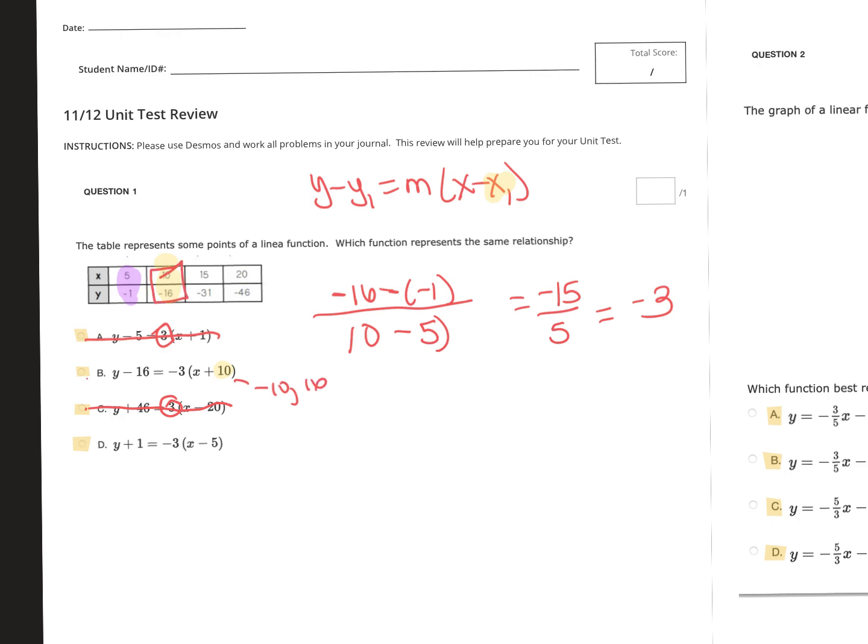So that doesn't look like that's going to be it. And next, when I pull this out, it's going to be a positive 5 and a negative 1. D is my answer.